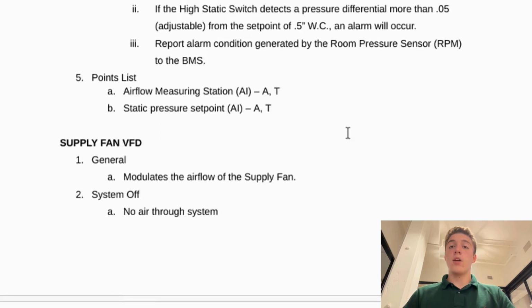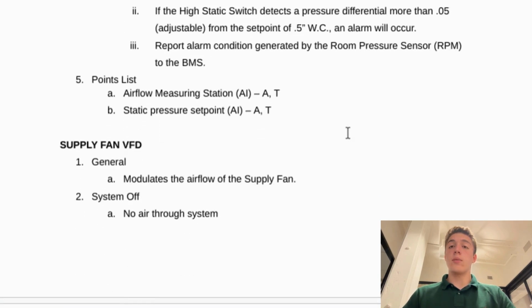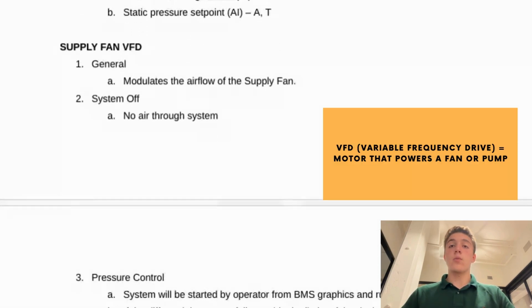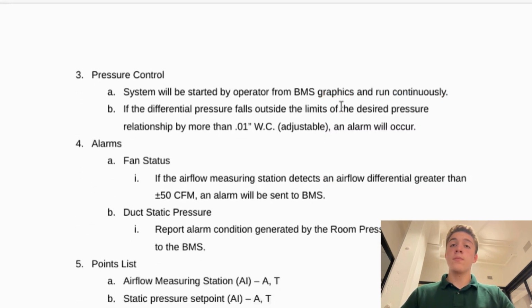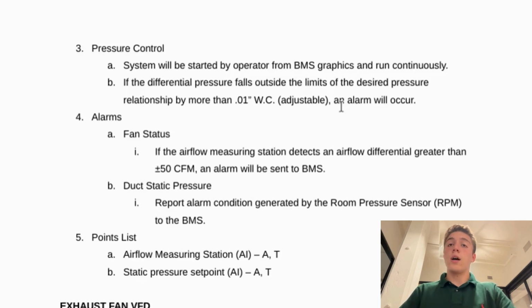The points list, we have the airflow measuring station and the static pressure set point, which are both AI, analog input, and these will both be linked to alarms and stored in histories. Next, we have a supply fan VFD. This modulates the airflow of the supply fan, and when it's off, there will be no air through the system. The pressure control, they'll be started from the BMS graphics and run continuously.